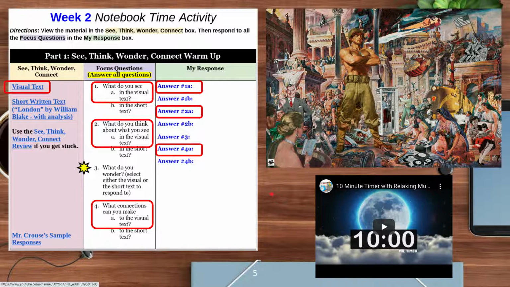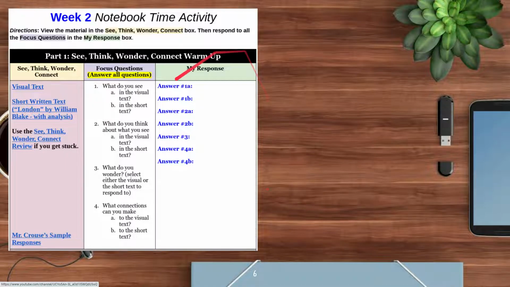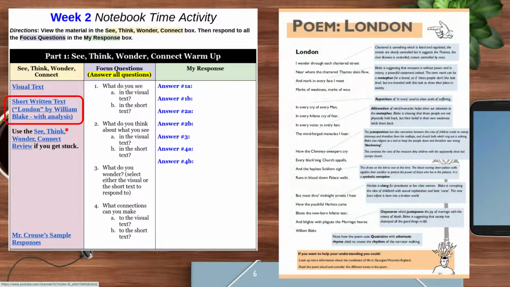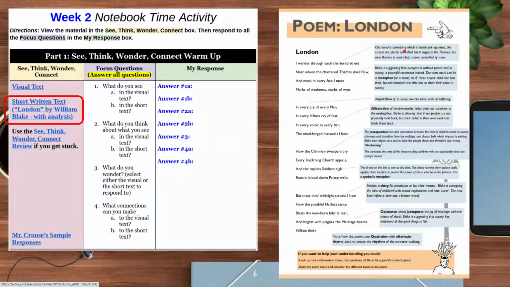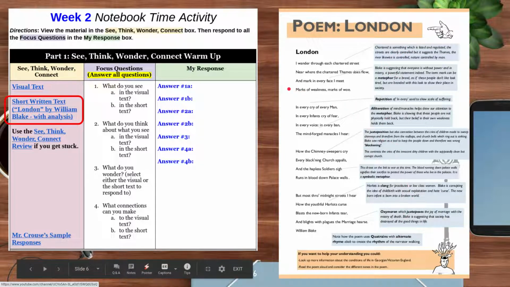Okay, once you've done that, if you click on the next item, which is the short written text, it's a poem called London by William Blake. The poem is on the left-hand side, and I'll read it with you in just a second. And then you'll notice on the right-hand side, there's analysis where one person in particular broke down what each of these lines mean. And you can read through that yourselves.